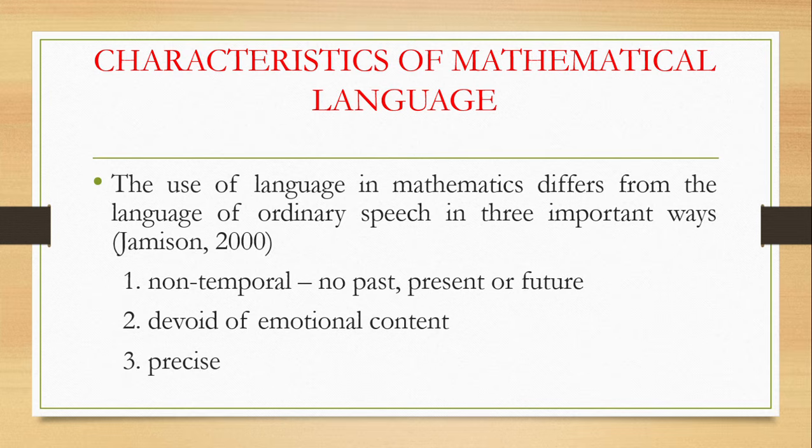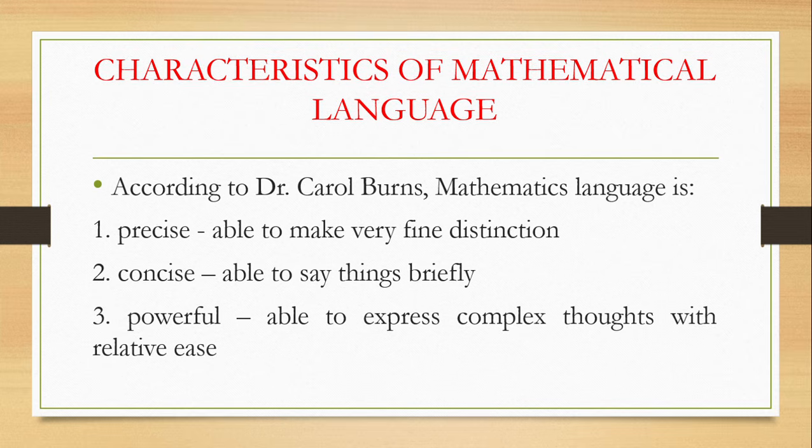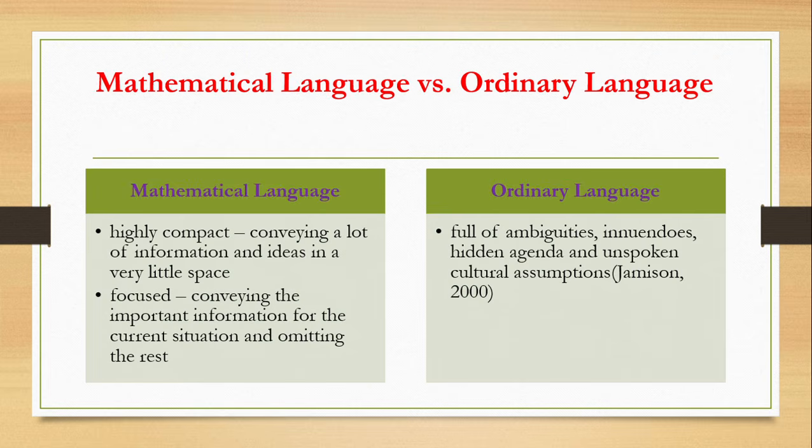or devoid of emotion, context. And last, we have precise. But according to Dr. Carol Burns, mathematical language is precise because it is able to make very fine distinctions. It is also concise because it is able to say things briefly. And lastly, we have powerful, according to Dr. Burns, because it is able to express complex thought with relative ease.